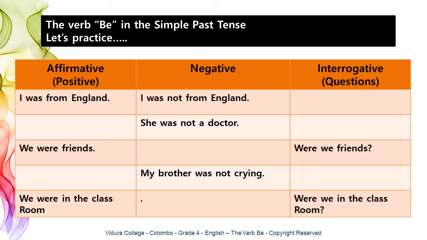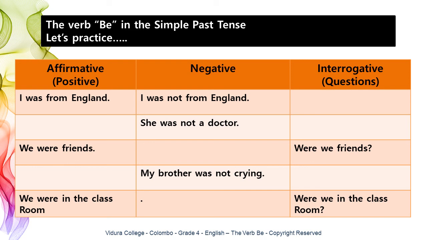Second one, here I have given you the negative sentence. You have to write the affirmative sentence and the interrogative sentence. Affirmative sentence is, she was a doctor. What is the interrogative sentence? Was she a doctor? Third one, we were friends. What is the negative sentence? We were not friends. Interrogative sentence, were we friends?